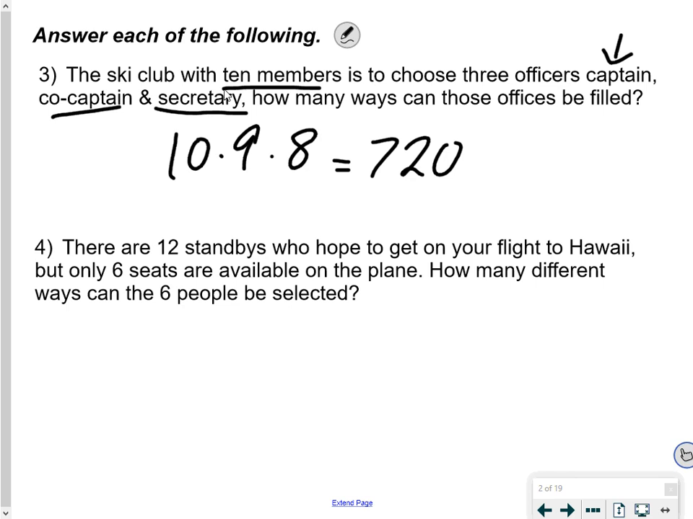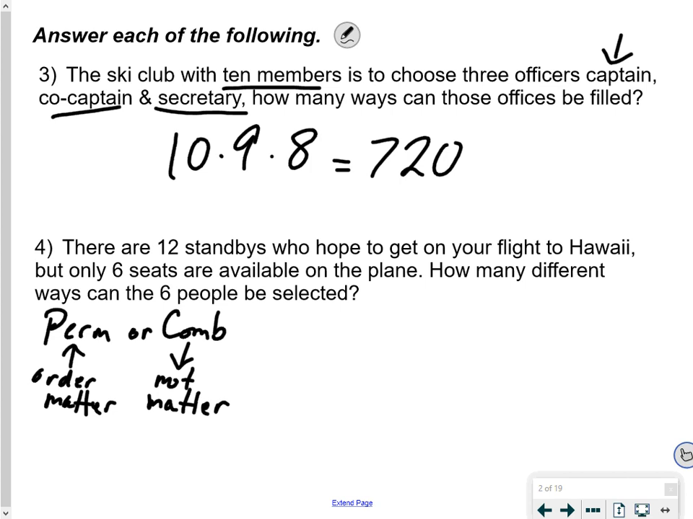All right, example 4 says there are 12 standbys who hope to get on your flight to Hawaii, but only 6 seats are available on the plane. How many different ways can the 6 people be selected? So in this one, we have to think back to permutations and combinations. Is this a permutation or is this a combination? In this case, that means we just have to figure out: does order matter, or does order not matter?